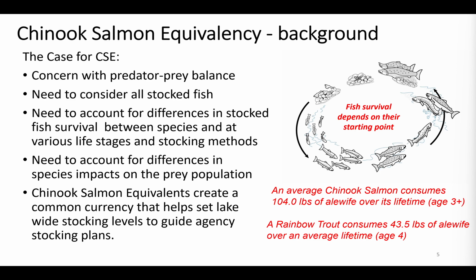So we also had to look at each species as having a different impact on the prey fish. Just at the bottom there, for example, a Chinook salmon over its lifetime would on average consume 104 pounds of alewife to get to about age 3. And the average rainbow trout, at the age of 4 years we're using, would consume about 43.5 pounds. So very big differences in terms of what those species do over their life histories.